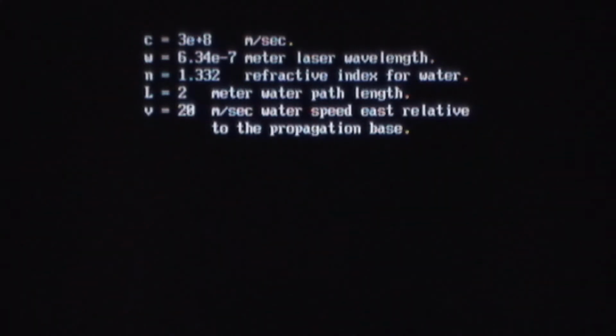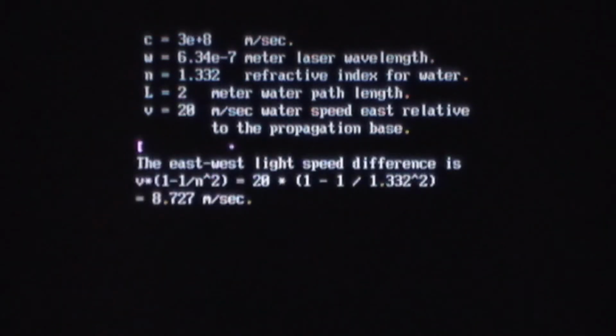For these calculations, the propagation base for light is assumed to be 10 meters per second to the west of the interferometer frame. When the 10 meter per second water flow is to the west, the frame of the flowing water aligns with the propagation base, so the speed of light difference between the two paths is 0. When the water flow is turned to point east, the speed of light difference between the east and west directed light beams is 20 meters per second. But that difference is reduced at the rate of v times (1 minus 1 over n squared), which becomes 8.727 meters per second.